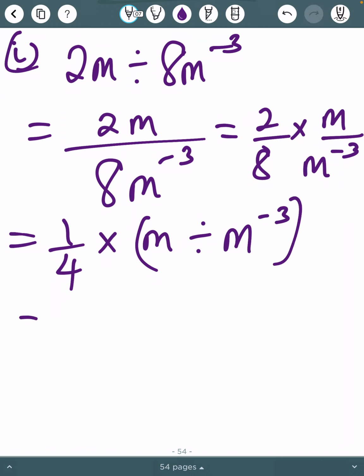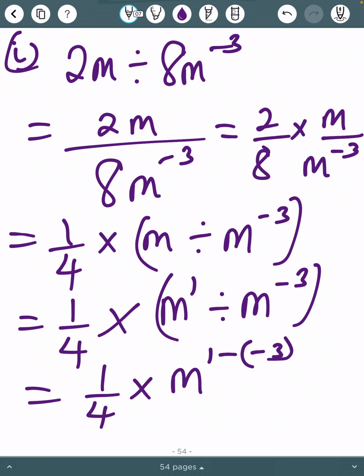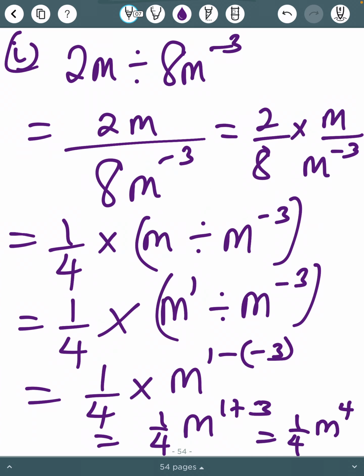Minus 3. That gives me 1 over 4 times m raised to power 1 divided by m raised to power minus 3. That's 1 over 4 times m raised to power 1 minus 3. I hope you understand why those two sides are together now. 1 plus 3. That's 1 over 4 m raised to power 4. I can write my answer like that, or write m raised to power 4 over 4.